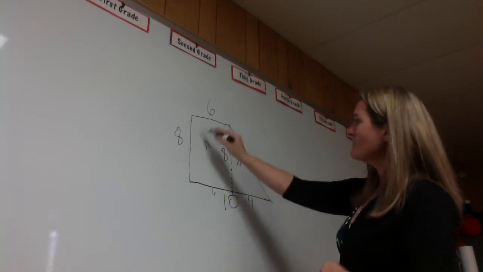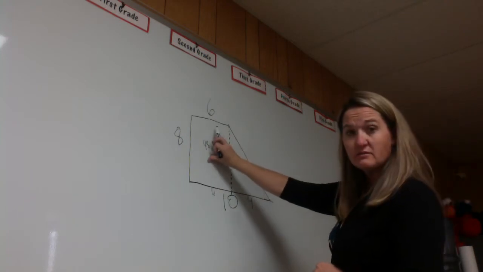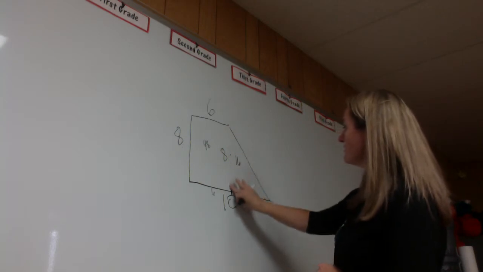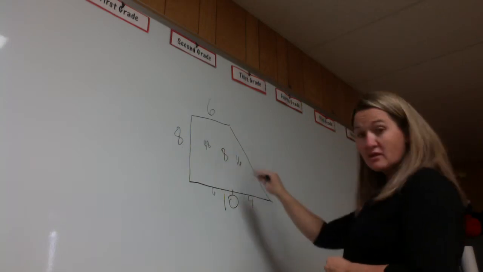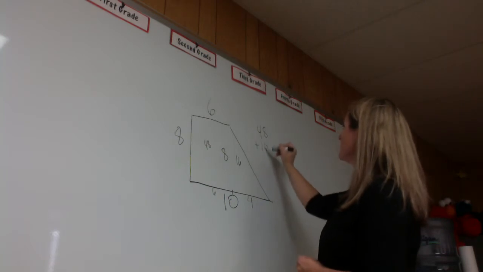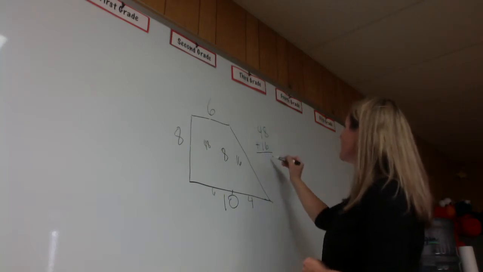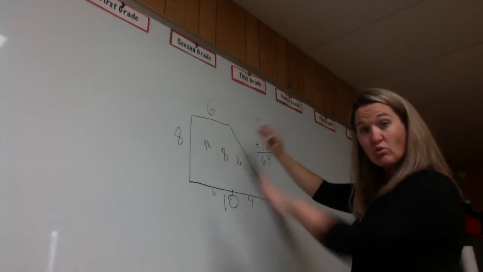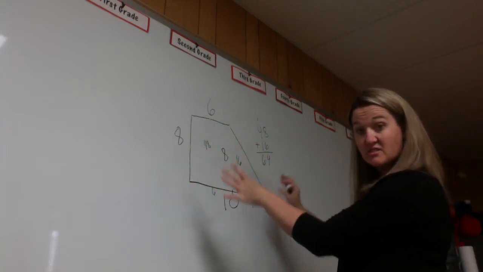Okay, so now I've got the area of the rectangle and the area of the triangle. This whole shape is actually both of them, right? So I've got to combine those two. So 48 plus 16, the area of the rectangle plus the area of the triangle, is 64. So the area of this whole strange looking shape is 64.